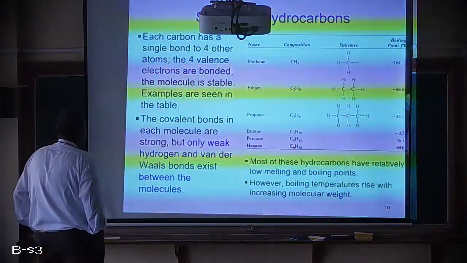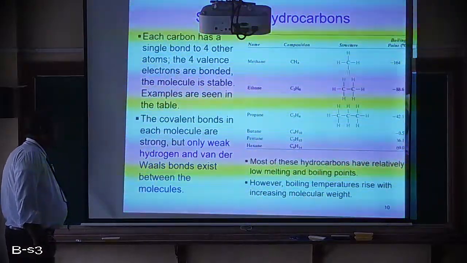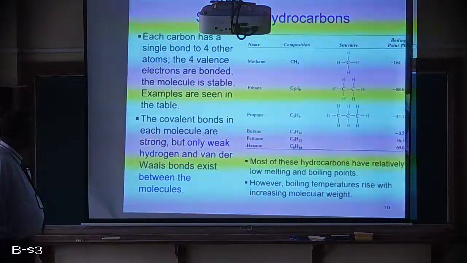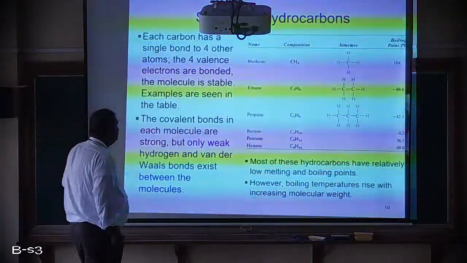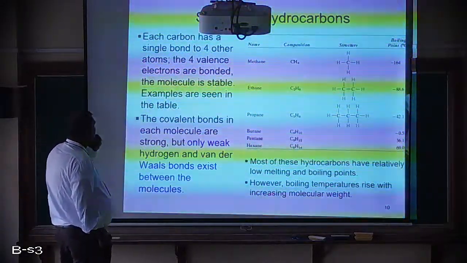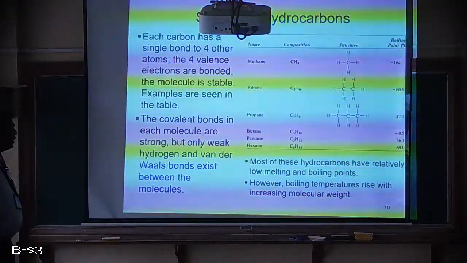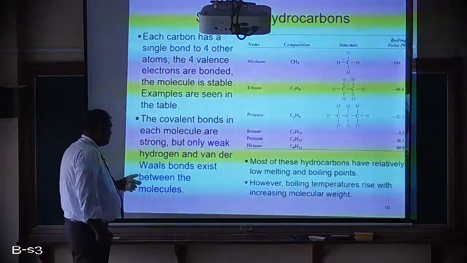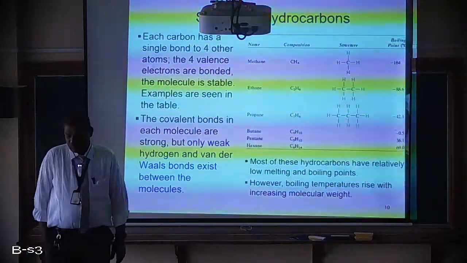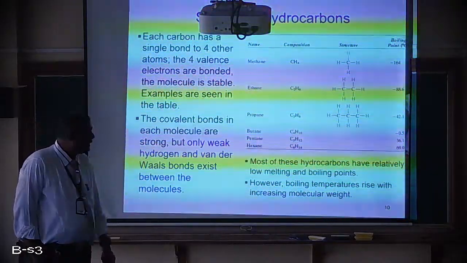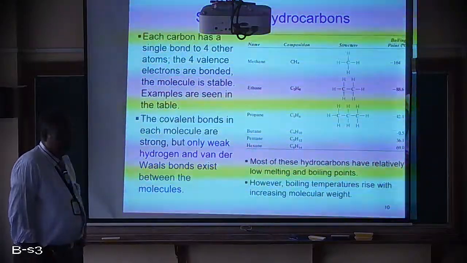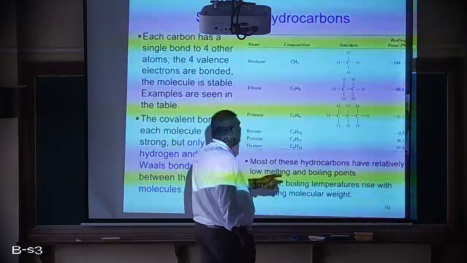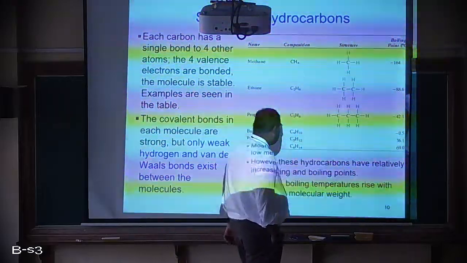Each carbon has a single bond to 4 atoms. The 4 valency electrons are bonded, so the molecule is stable. Examples are seen in the table. The covalent bonds in each molecule are strong, but the bonds between the molecules are weak, and the van der Waals bond exists between them. Okay, so the important part here is the bonding between the hydrogen and carbon. These are weak only in the arrangement of the hydrogen molecules here, or else the rest of it is fine.